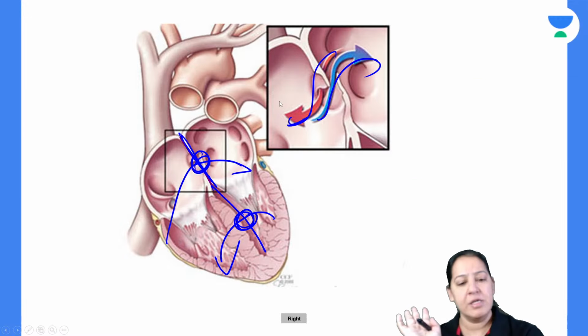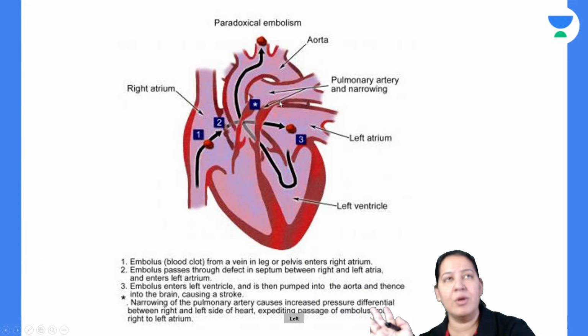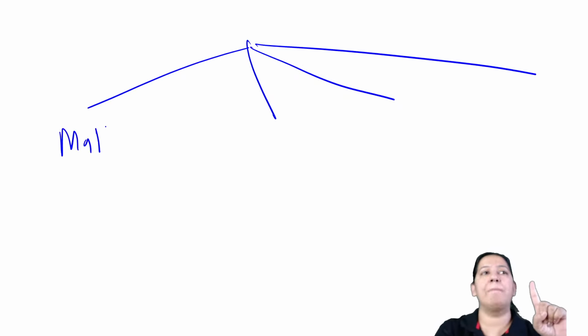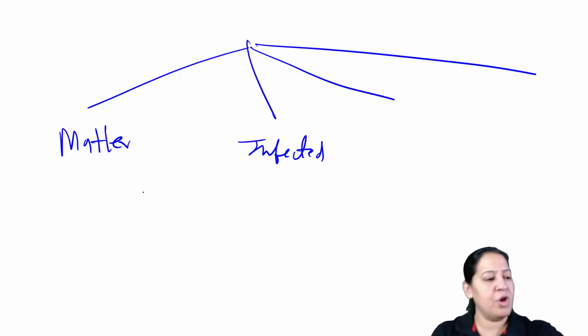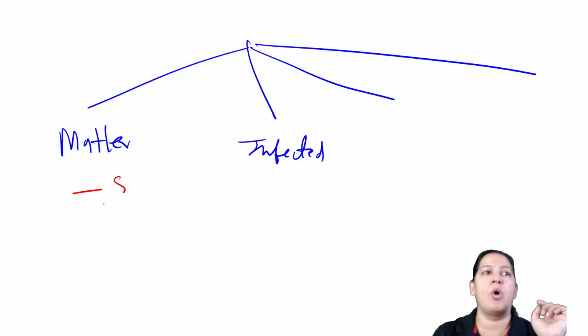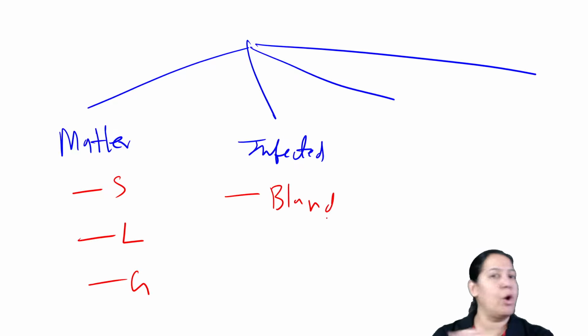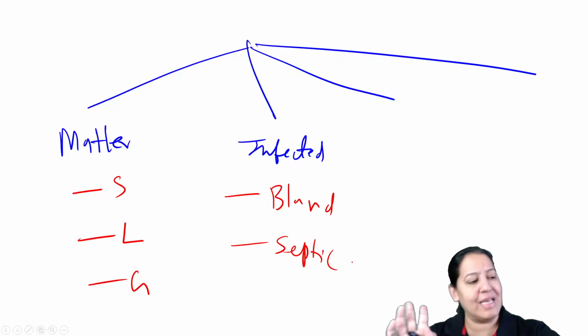Give me a thumbs up. So what are the four ways of classifying an embolus? Tell me the four classifications of embolus. The first classification is depending on the matter. The second classification is whether it is infected, yes or no. Based on matter, it is of three types: solid, liquid, gas. Based on infected or not, it is of two types: bland, which is non-infected, and septic, which is infected, right? That is the second classification.